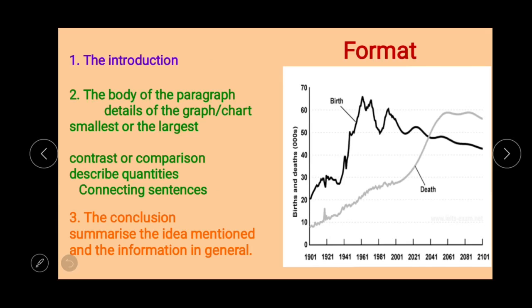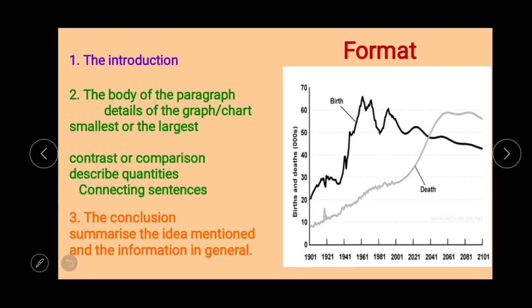Now the next thing is describing quantities. Now you have to describe quantities, means in 1961 how much is the birth rate, in 2041 how much is the death rate. So these quantities may be there in percentage also, in numbers also. And then you have to connect sentences effectively. Okay, this is the body of the paragraph, but you have to write all these things in a single paragraph.